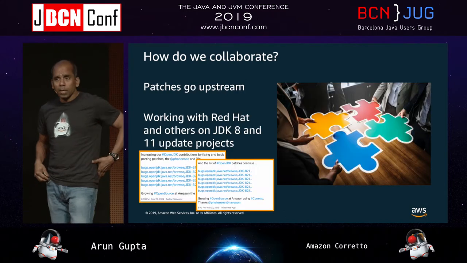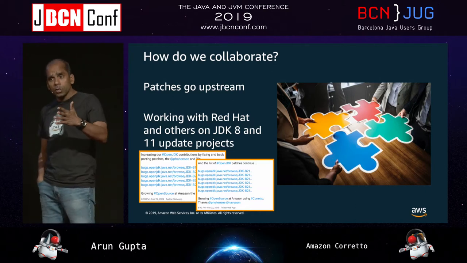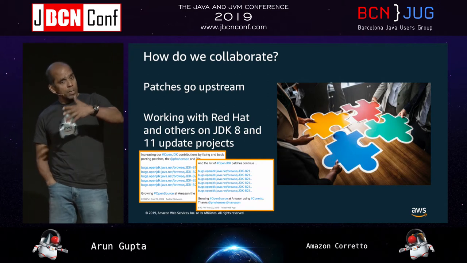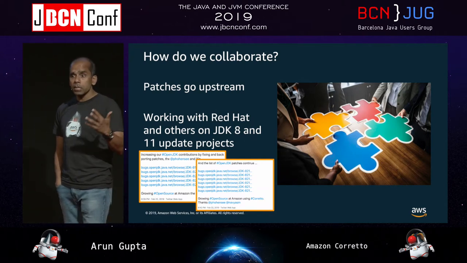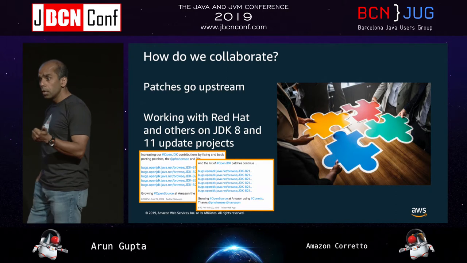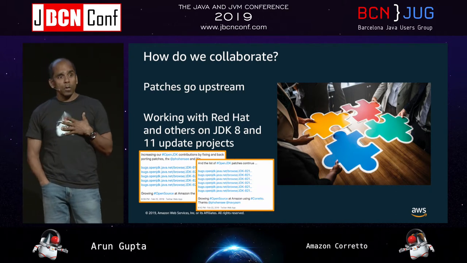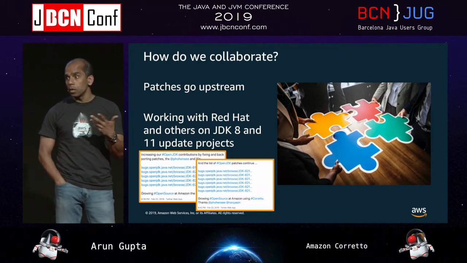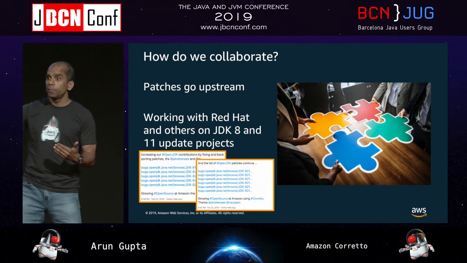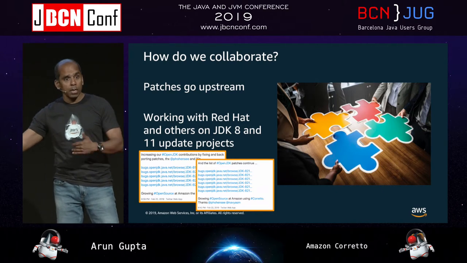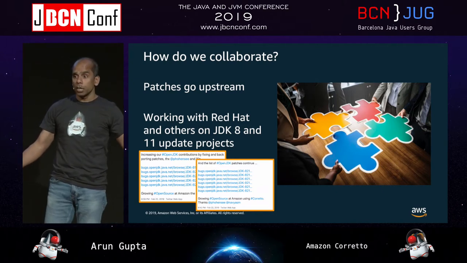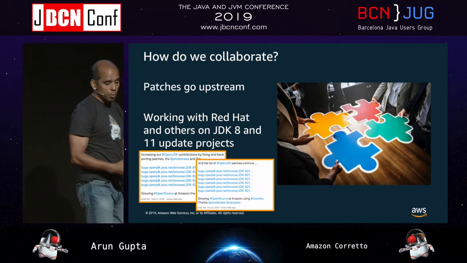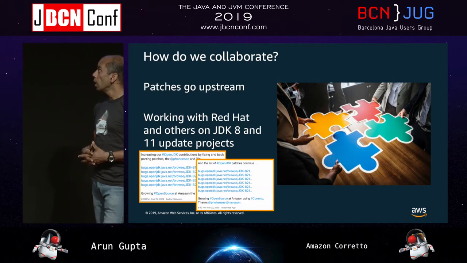So how do we collaborate? Earlier this year, Red Hat became the lead for the update releases, as has been the case for previous releases. So Red Hat is now the leader for JDK 8 updates and JDK 11 updates. We work very closely with Red Hat in contributing patches and bug fixes to the releases. For example, customers come and say, this feature is there in JDK 9 or 10, and we want this to be backported to JDK 8. So we will work with Red Hat on contributing that patch, and then we will make a release. That's an important part to understand, and that's how we work at it.